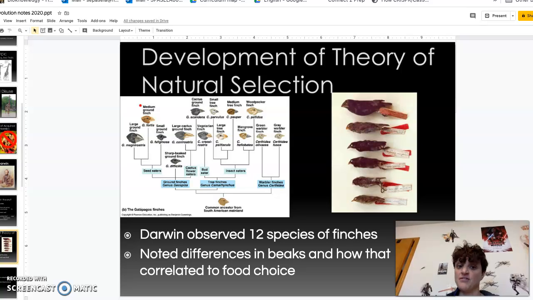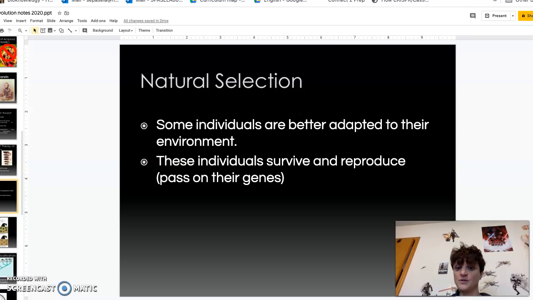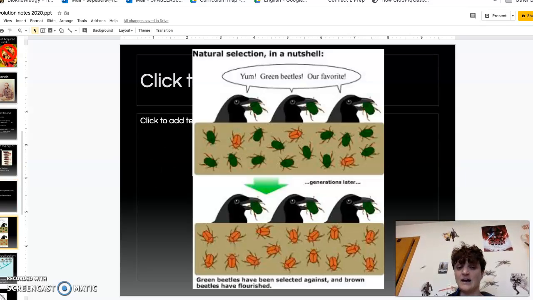The development of the theory of natural selection. Darwin traveled around the world. And he just looked at land formations. He looked at all kinds of things. And he noticed finches on the Galapagos Islands. And he noticed that all these finches looked really, really similar, but they had different beaks for eating different foods. Some individuals are better adapted to their environment, and these individuals thrive and reproduce.